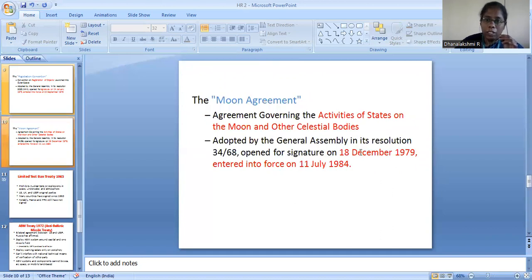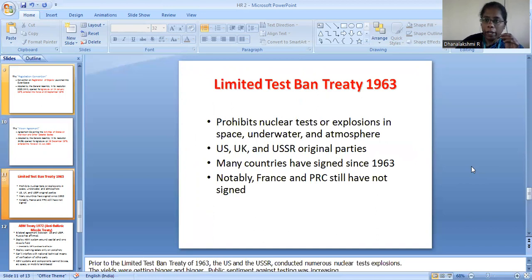The last convention, the fifth treaty, is the Moon Agreement. As the name tells us, it is the agreement governing the activities of states on the moon and other celestial bodies. Whatever activities take place on the moon as well as on other celestial bodies will be governed by this Moon Agreement. It was signed on 18th December 1979 and came into force on 11th July 1984. So these are the 5 treaties: Outer Space Treaty, Rescue Agreement, Liability Convention, Registration Convention, then the Moon Agreement.